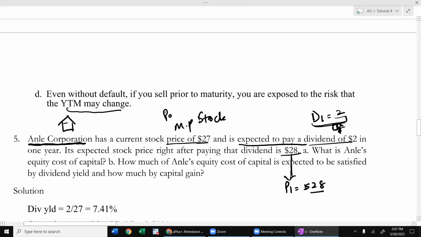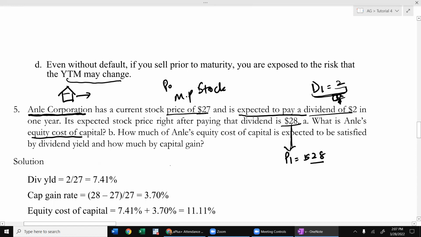So for a company, when it pays dividends, it is called cost. But if the question is starting that you are an investor, the question will tell you it is a return, right? So since it's a corporate perspective, you will see that it is a cost component instead of return. So what is the analyst's equity cost of capital? If it is an investor, it would be what is your return on this investment. So it is cost for the company, but return for the investor. How much of the annual cost of equity is expected to be satisfied by dividend yield, and how much by capital gain?